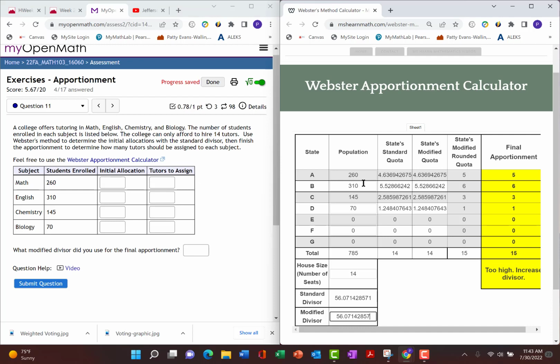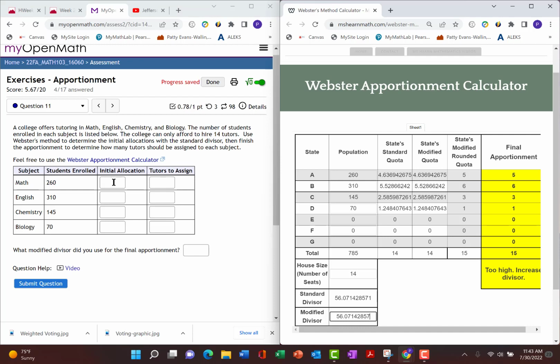But notice with Webster's, instead of rounding down like Hamilton and Jefferson did, it will round appropriately. So 4.6, because the 6 is 5 or higher, will round to 5. 5.5, 5 or higher, will round to 6. 2.58 will round to 3. And 1.24, since it's below 5, will round down to 1. So we have 15. So we need to modify the divisor, but at least this is the initial apportionment.